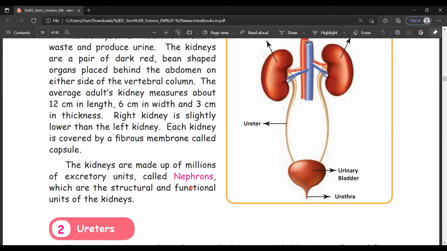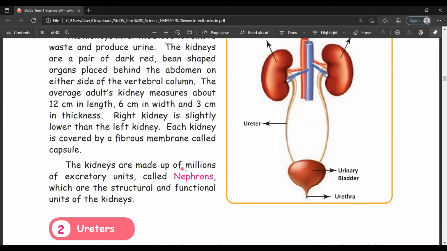So nephrons act as a filter. What happens is it filters blood. So after filtering, what happens? The useful substances are returned to the body, and the unwanted waste is removed. So this is the function of the nephrons.